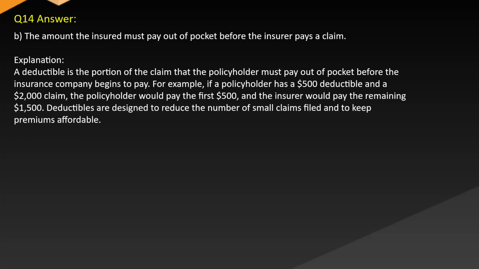Answer: B. The amount the insured must pay out of pocket before the insurer pays a claim. Explanation: A deductible is the portion of the claim that the policyholder must pay out of pocket before the insurance company begins to pay. For example, if a policyholder has a $500 deductible and a $2,000 claim, the policyholder would pay the first $500 and the insurer would pay the remaining $1,500. Deductibles are designed to reduce the number of small claims filed and to keep premiums affordable.